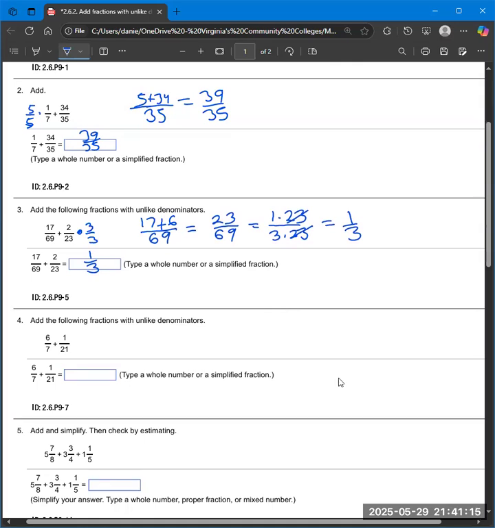Seven goes into 21 3 times. So we're going to multiply by 3 over 3. 3 times 6 is 18. Plus 1 over 21 will give me 19 over 21.